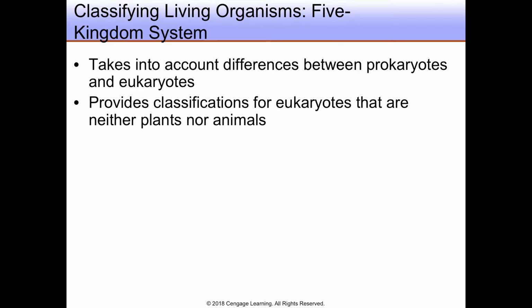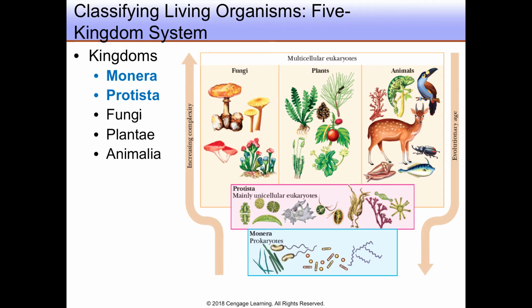We will consider two classification systems for living organisms. The first we'll consider is the five-kingdom system that takes into account the major differences between prokaryotes and eukaryotes, and also provides a way to classify eukaryotes that cannot be defined as simply a plant or animal. This grouping distinguishes between plants, animals, and fungi, as well as between unicellular eukaryotes, or protista, and prokaryotes, or Monera.